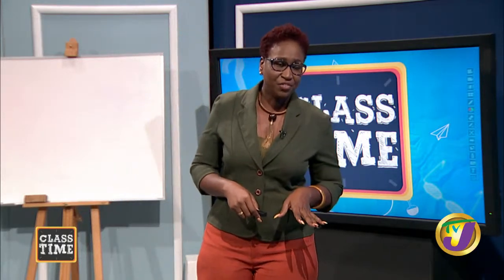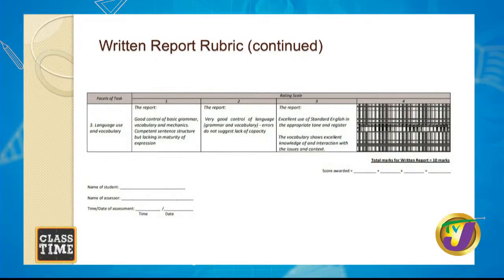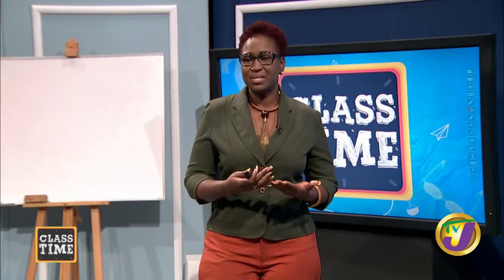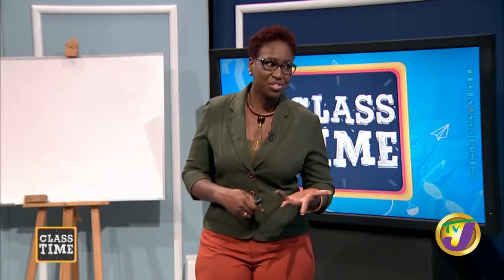The next thing you're marked for in the written report is language use and vocabulary. Yes, it's an English SBA. Of course, you're going to be marked for language use and vocabulary. So for the maximum score of 3, you would have to show excellent use of standard English and, of course, appropriate tone and register. Your vocabulary would show excellent knowledge of the interaction with the issues and context. So the way you talked about your artifacts and your research question and the outcomes shows a level of maturity, shows a level of proficiency in the language.